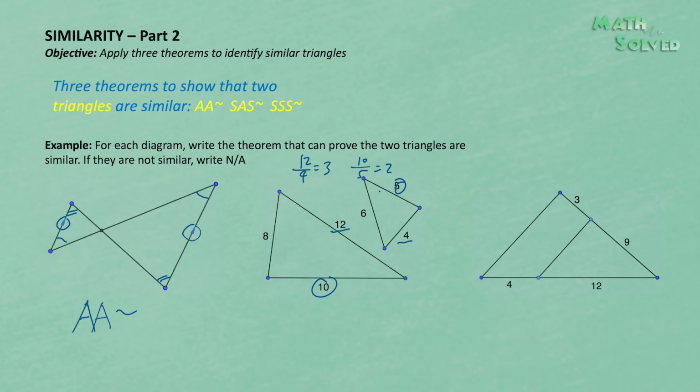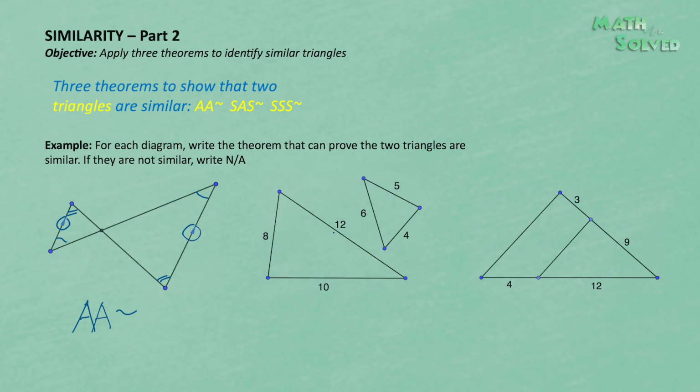The problem is the 12 is the longest side in the big triangle, and the 4 is the shortest side in the small triangle. So these two sides cannot be corresponding to each other. So you shouldn't calculate the ratio of these two sides. Here you can remember the tip: you calculate the ratio for the longest side, and then for the shortest side, and then for the sides in the middle. So let me simplify this diagram.